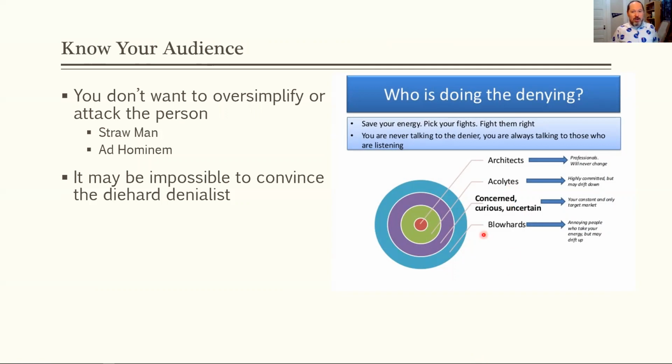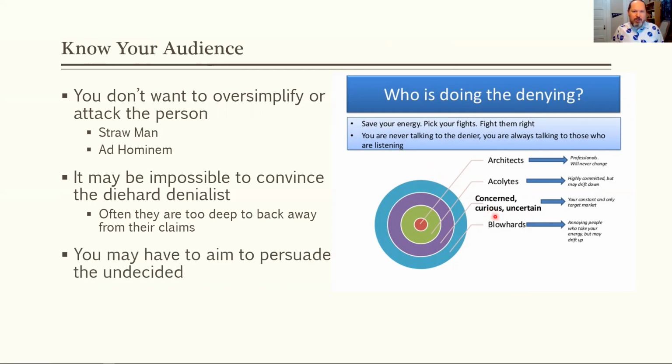This may be what you are aiming for here. Others, acolytes, architects, they may be too deep. They may never admit that they were wrong because they've spent too many years invested in those ideas. But if you aim to persuade the undecided, the people who are uncertain, curious about the idea, or concerned about it, those are the people who might actually be convinced. And then there are, like this says, the blowhards who are just contrarian people who play the devil's advocate, right? Those people also may be convinced, but specifically the undecided, right?